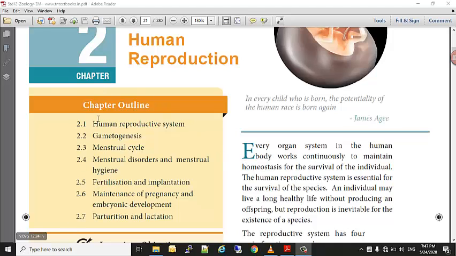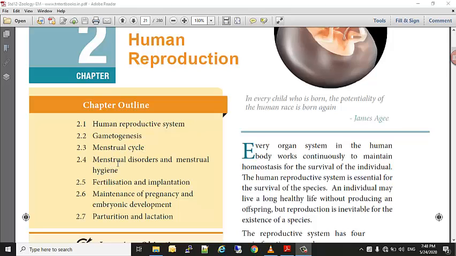Let us move into the chapter outline, what we are going to study in this chapter. These are the topics listed here. First, human reproductive system. Here you will be studying the male reproductive system and female reproductive system, its parts and structure. Then we will study gametogenesis, how the sperm and ova are formed and what are the divisions that take place in the formation of a gamete. We also study the menstrual cycle as a part of the female reproductive system.